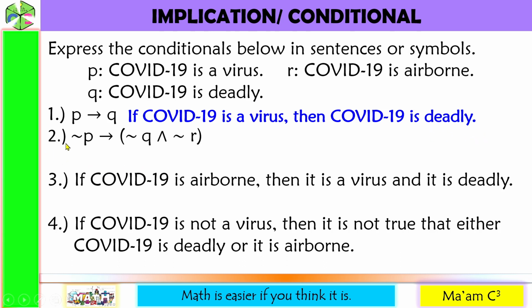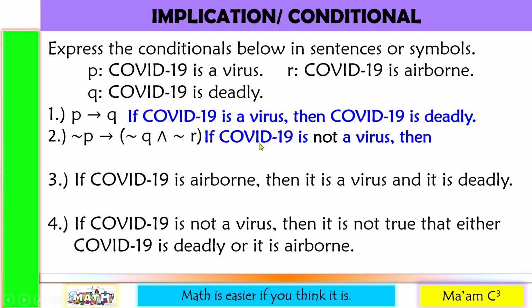Number 2, we have not P implies not Q and not R. So first, we are going to negate our P. Our P, COVID-19 is a virus. Negating that will become COVID-19 is not a virus. Notice this not here. This is just to emphasize that we negate our proposition P. And then we have here implies. So we have if then. If COVID-19 is not a virus, comma, then.